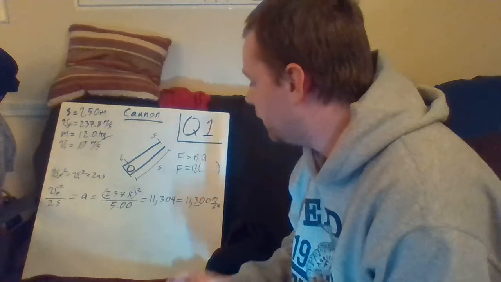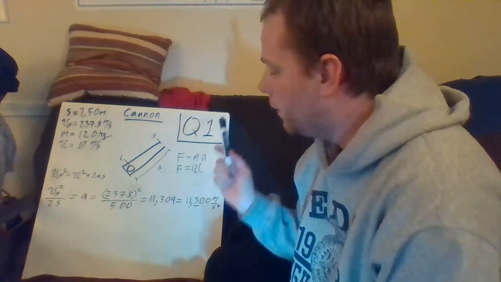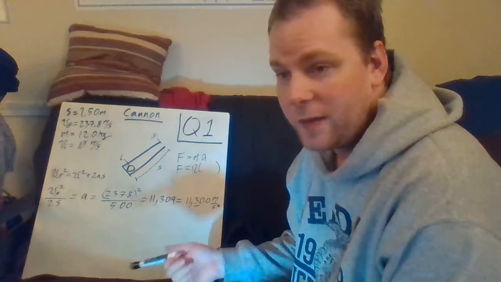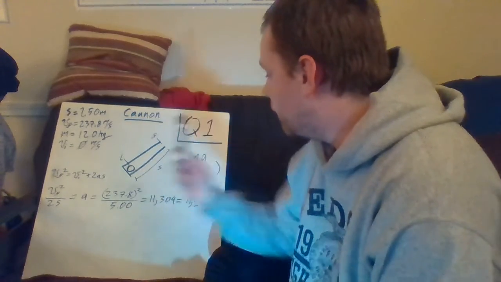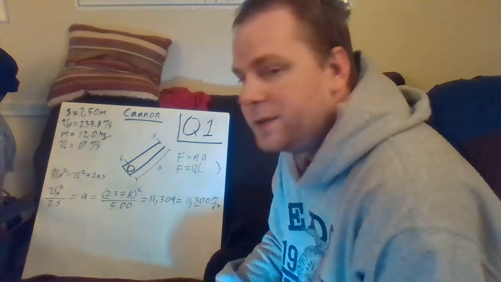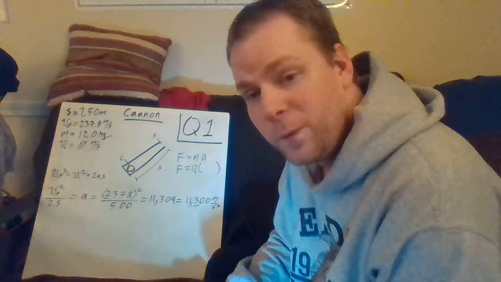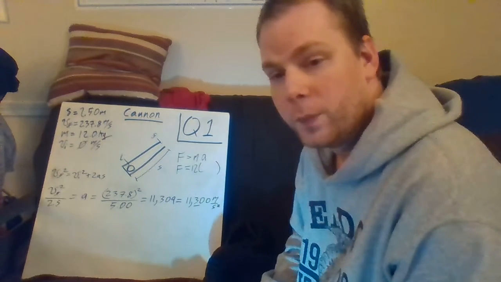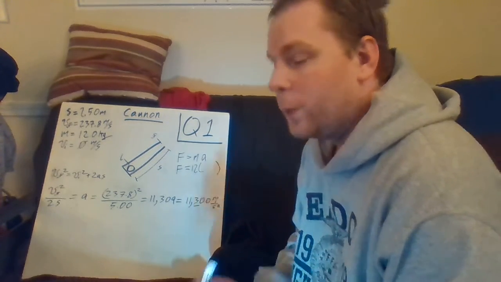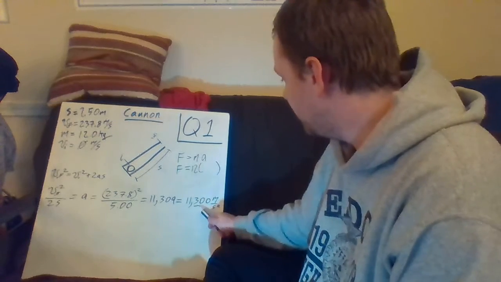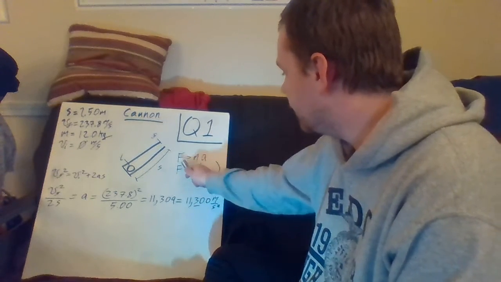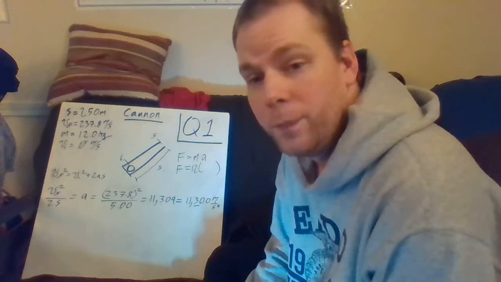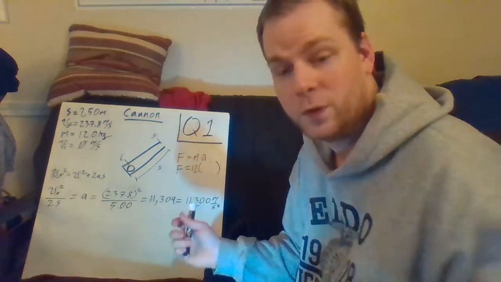So VF squared is 237.8 squared, and then over 2 times 2.5, which gives us 5. Plugging that into our calculator, we get 11,309. But for sig figs, we need to round to 3 digits, so 11,300 meters per second squared. Then we multiply this by 12 to get our force, and that's how we get our final answer, which you can see in the picture that I posted. So that's the first question, the cannon.